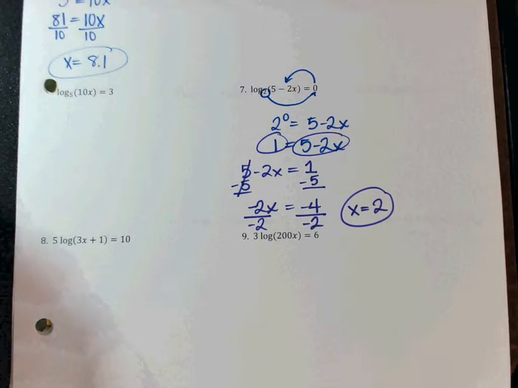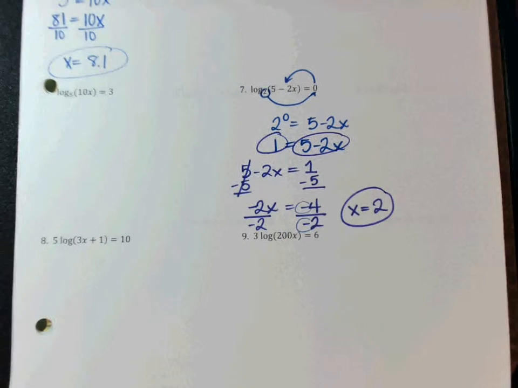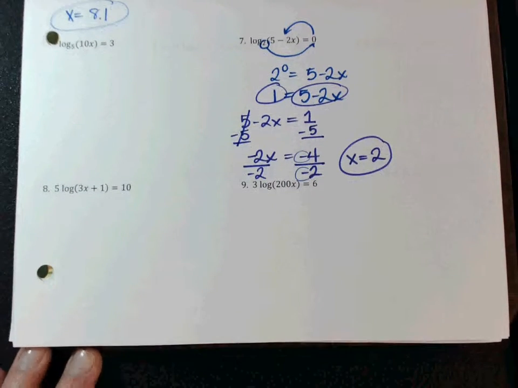So you have 1 negative here on top. You have 1 here on bottom. Those cancel out. Okay? All right, go down, please, next to numbers 8 and 9.